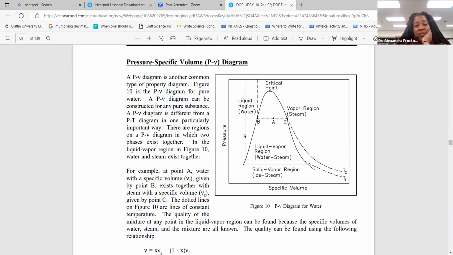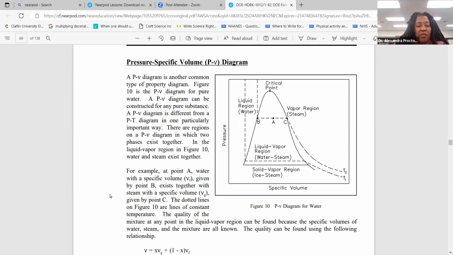So these lines here, this line, this line, T1, and we have this line, T2. They're at constant temperature. So the quality of the mixture at any point of the liquid vapor region can be found because the specific volumes of the water, steam, and mixture are all known.